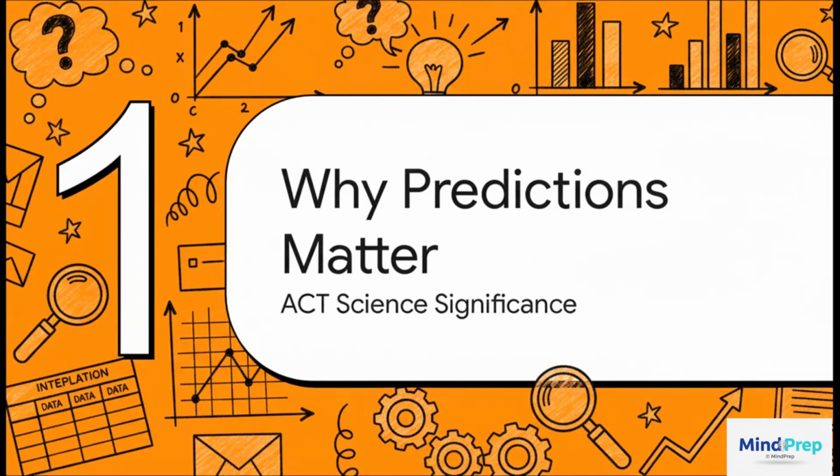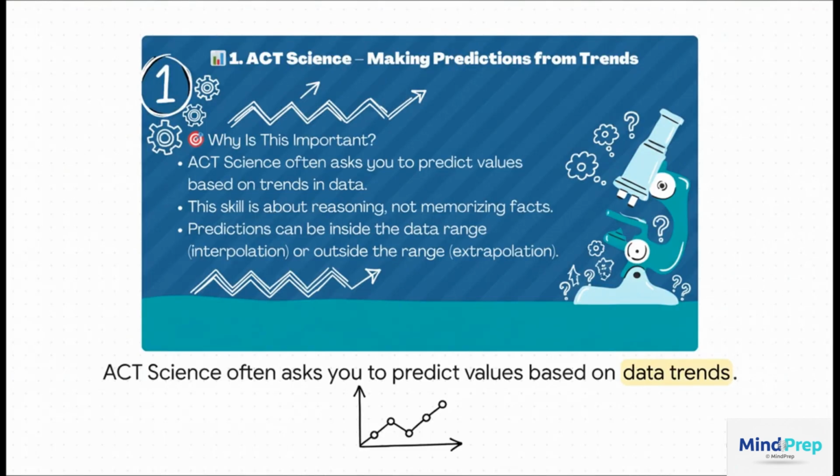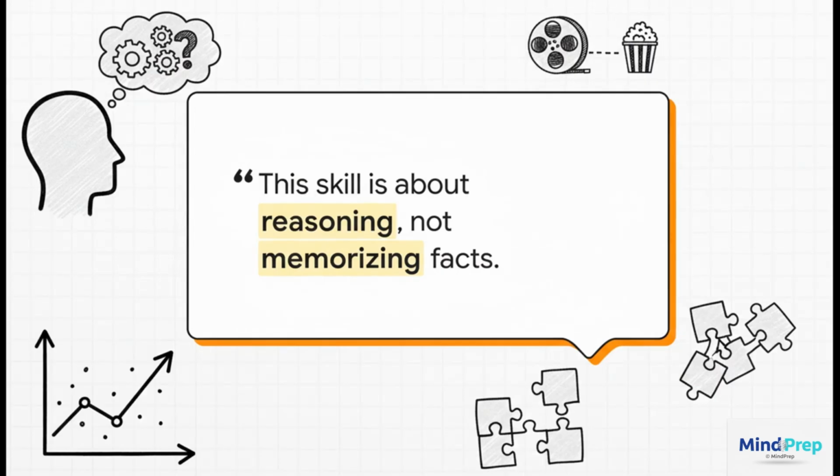So first things first, why do we even need to care about this? Why is this such a big deal for the test? Well, because this isn't some rare, out-of-the-blue question type. It's a core part of the test. The people who write the ACT really want to know if you can look at a chart or a graph and make a smart guess about what comes next. You're going to see these questions pop up all over the place. And here's the best part: this has nothing to do with memorizing a bunch of facts or complicated formulas. It's all about using the reasoning skills you use every single day. Seriously, if you can guess what's going to happen next in a TV show, you have what it takes to spot a trend in a dataset.